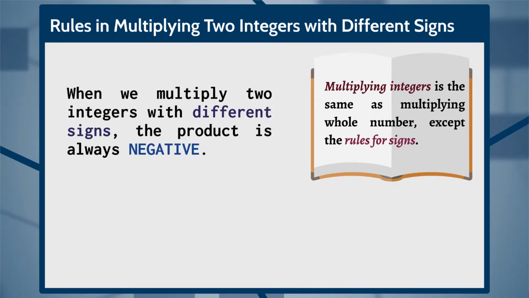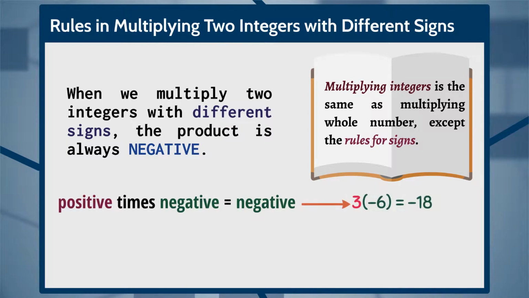When we multiply two integers with different signs, the product is always negative. A positive integer times a negative integer is equal to a negative integer. Here's an example. 3 times negative 6 equals negative 18. The sign of 3 is positive, while the sign of negative 6 is negative. The signs are different, so the product is negative.